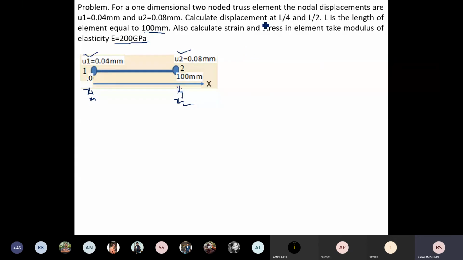Now you have to calculate the displacement at L by 4. Next you calculate the displacement at L by 2. Means if the length is 100 millimeter, you have to calculate the displacement at L by 4 and at L by 2. Now have you got this? Here you have to assume the first node is at origin.